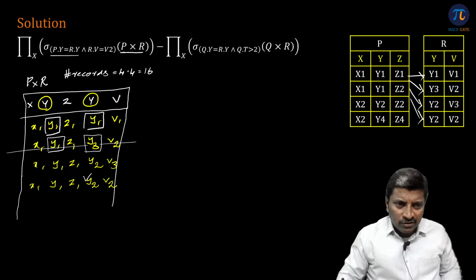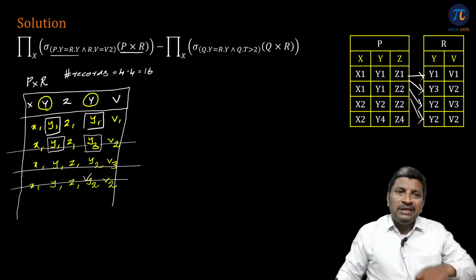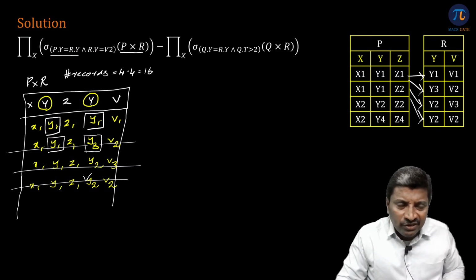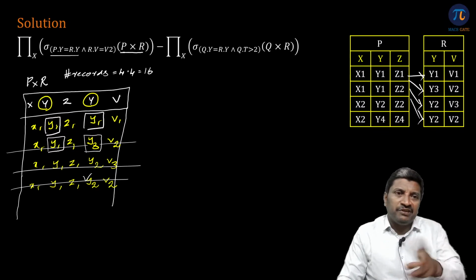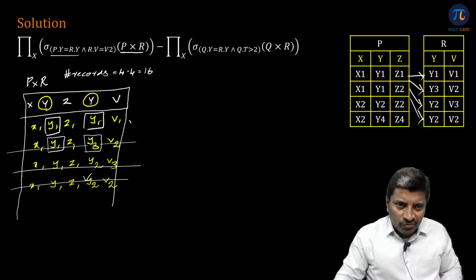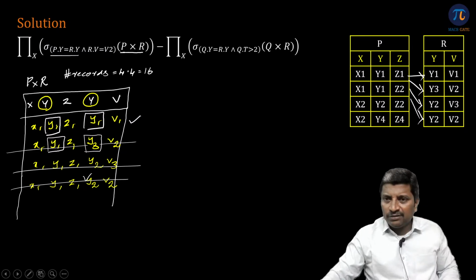That is the first one. These two are not same. These two are not same. Don't write it. Right? The second condition, R dot V equal to V2. That also we can do it, sir. Let us do first condition. Then we will filter with second condition. So you got only first record. Can you tell me the remaining records?